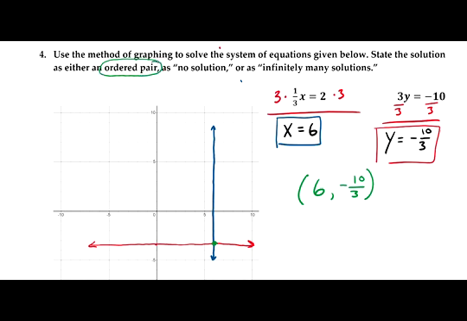All right, that does it for this video. Remember, when you're solving a system of equations, whether you're using this method by graphing or one of the other methods that we're going to cover, there's only three possibilities. There is one single solution, there are no solutions, or there are infinitely many solutions.